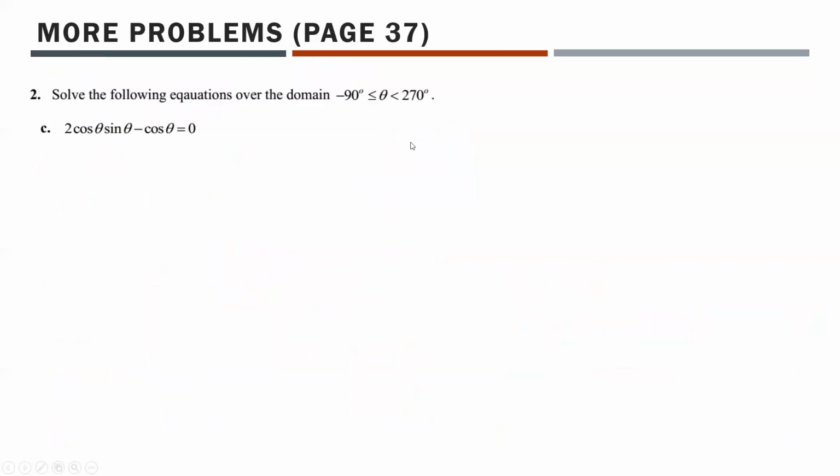So this next one is on page 37. Solve the following equations, okay, over the domain -90 to 270. This domain is just garbage. Like, what a stupid domain to have, but it is the question. We have to be mindful of it.